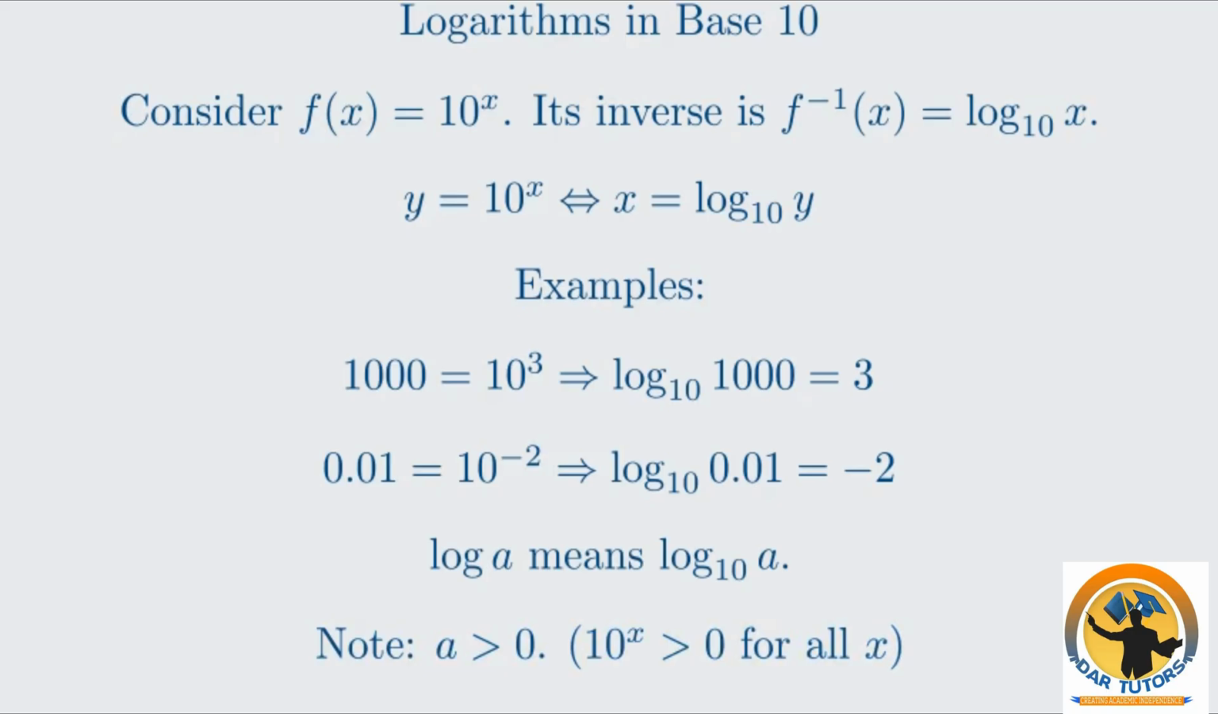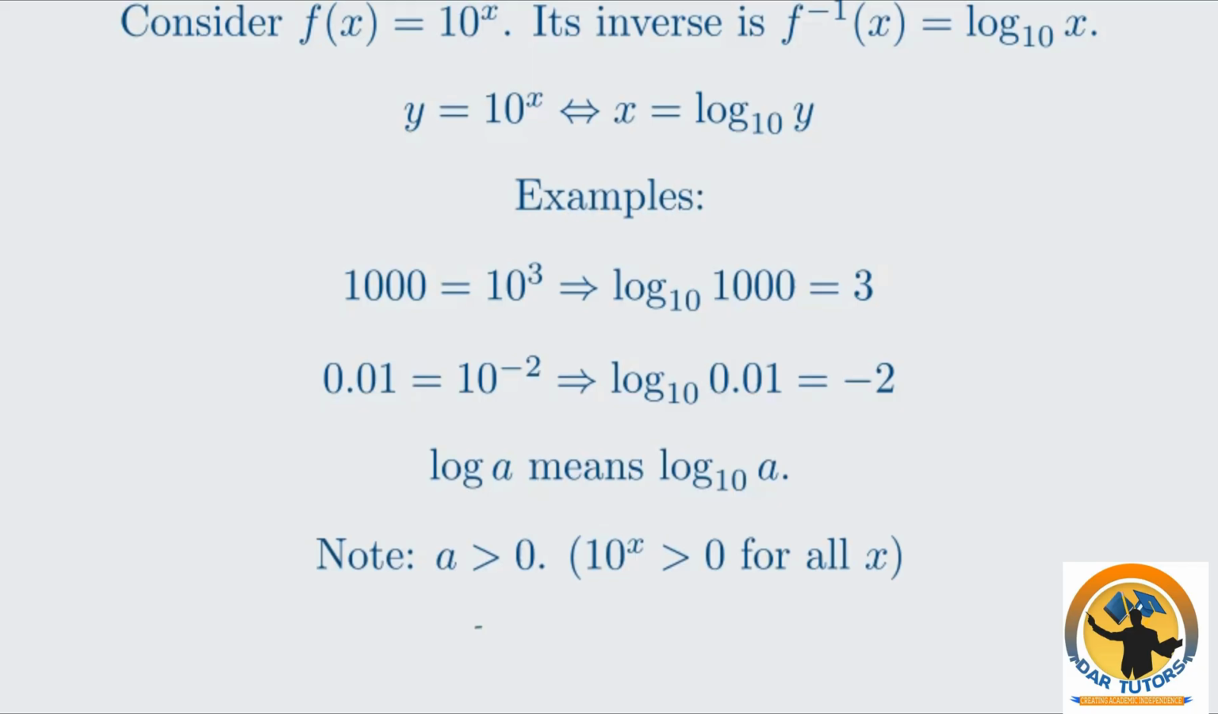Let's look at a key property that comes directly from the definition. If we have log base 10 of 10 to the power of x, the answer is simply x. This is because the logarithm and the exponential function are inverses. They cancel each other out. This property is incredibly useful for simplifying expressions.